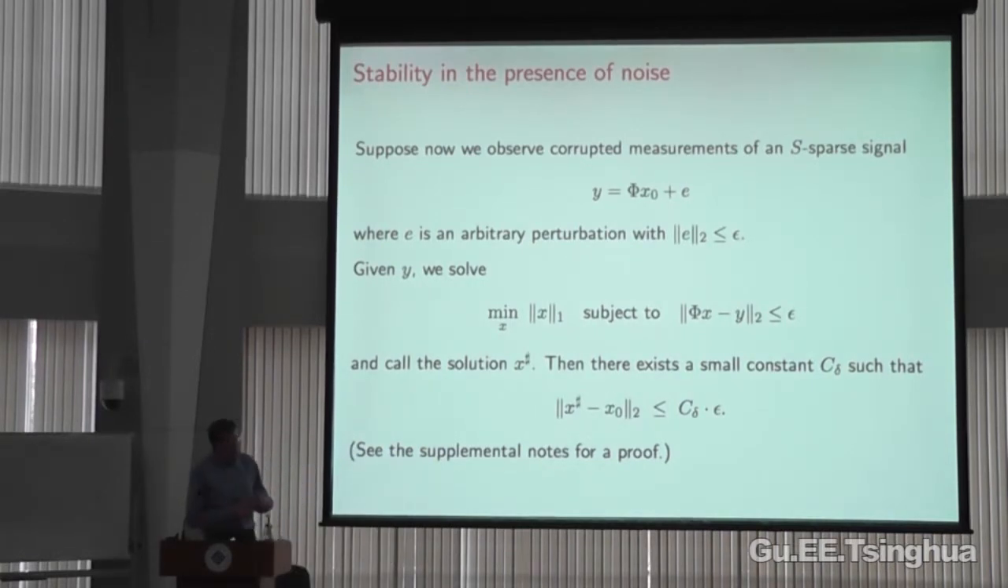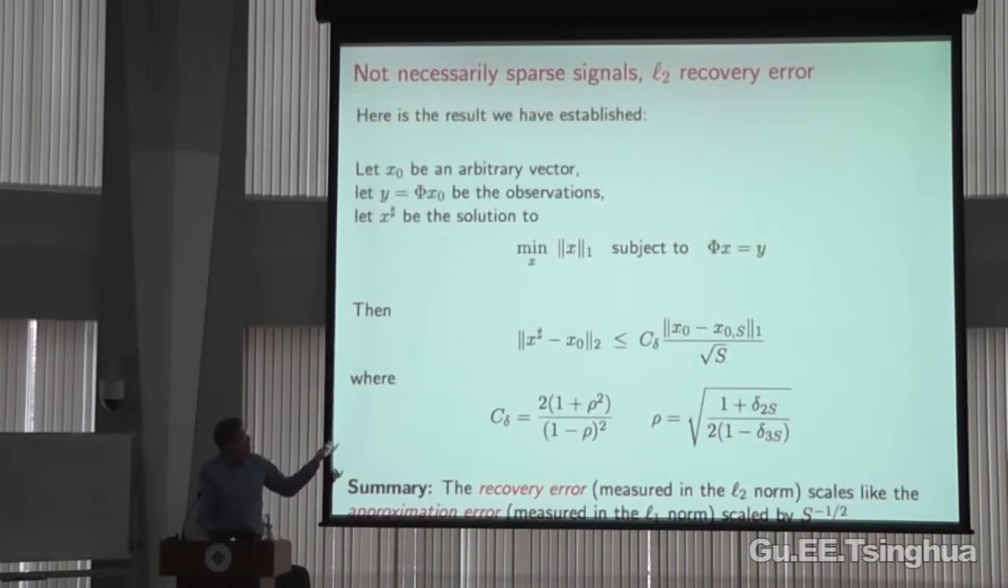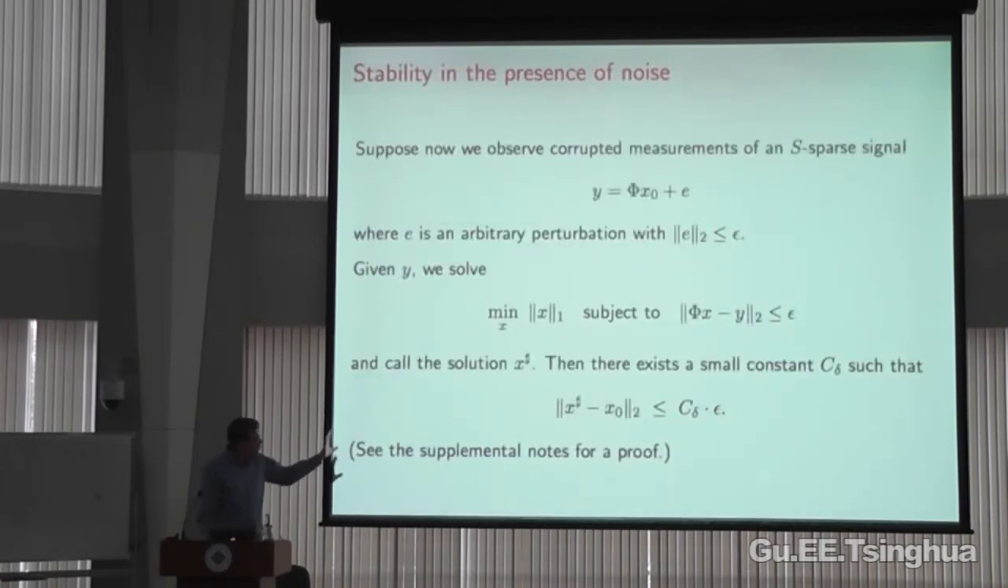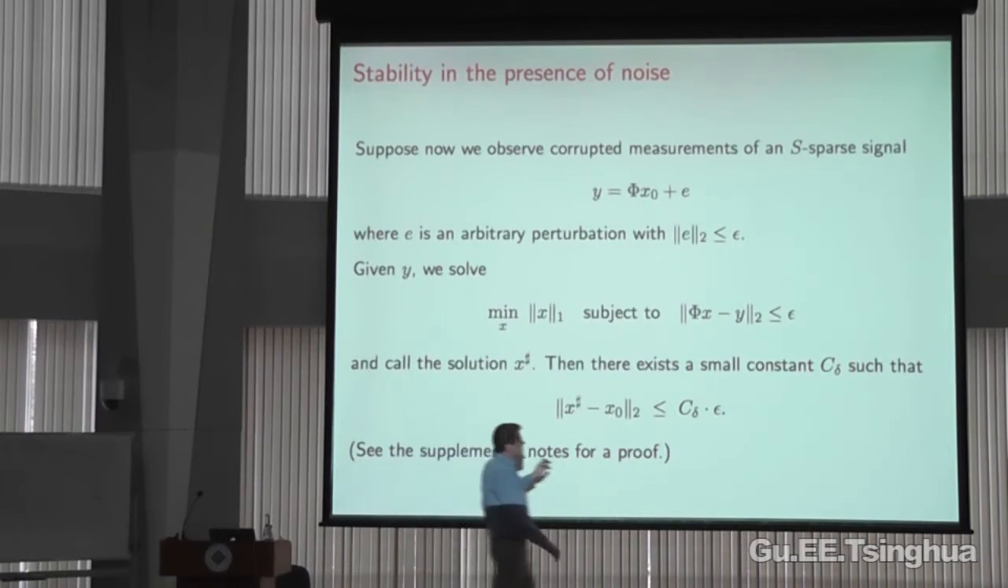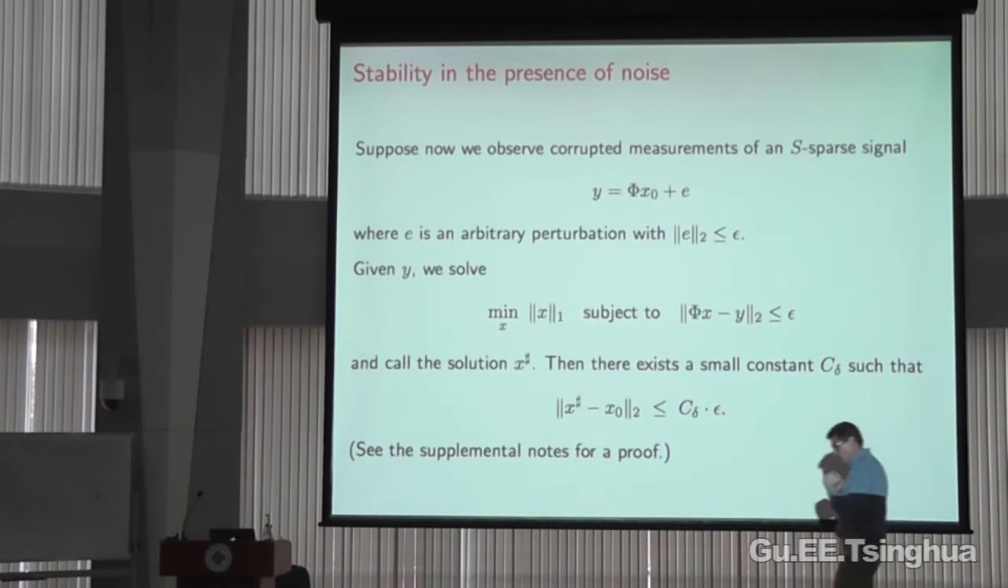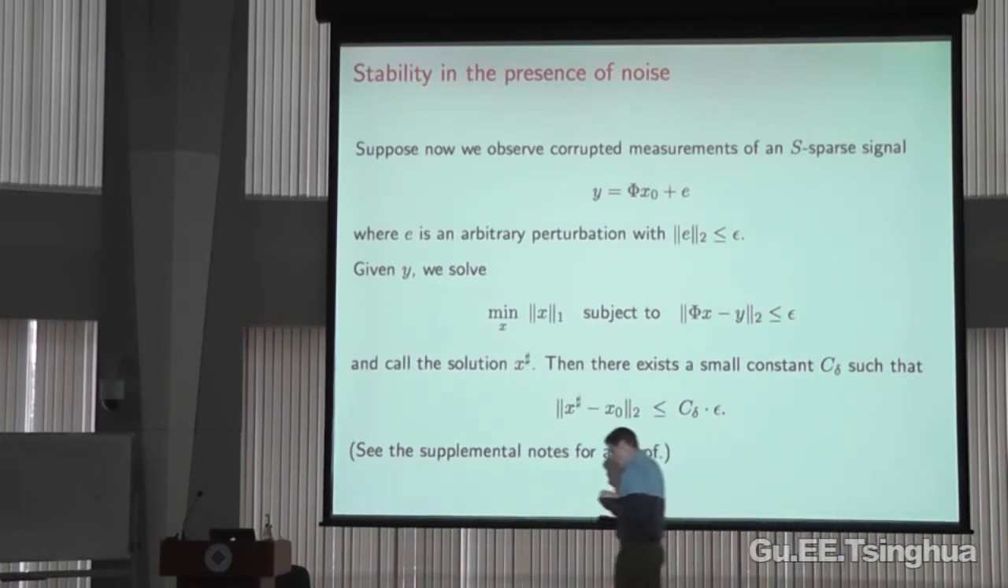And that's fine. And then you can also mix these two. So you can say if x naught is only approximately as sparse and I add noise to the measurements, I can just add these two results together. So I basically just have some constant times epsilon plus my best S-term approximation in the L1 norm divided by square root of S. Okay, so that's good.